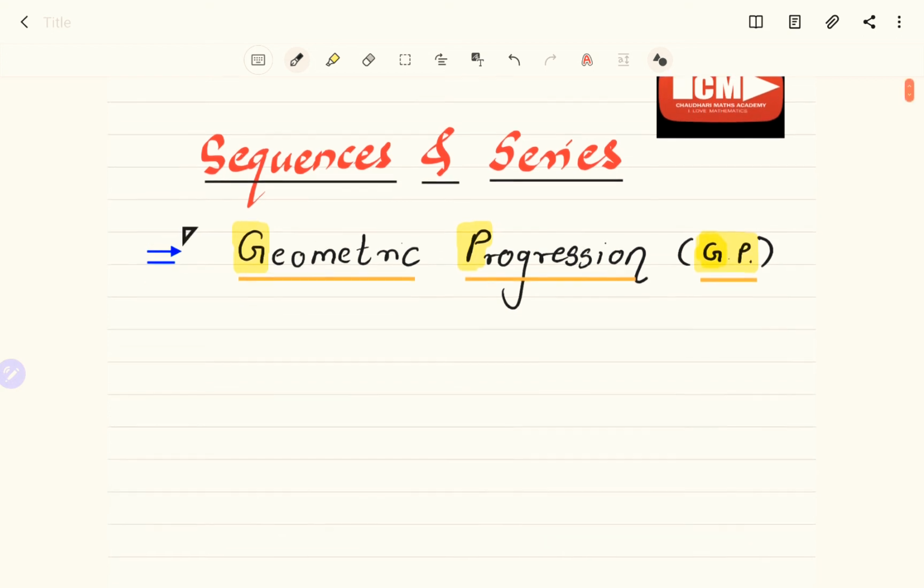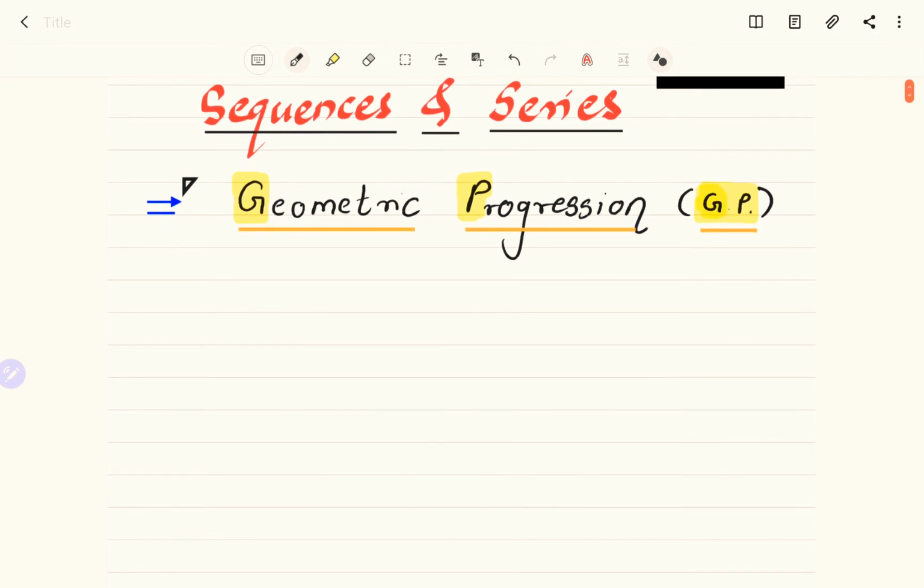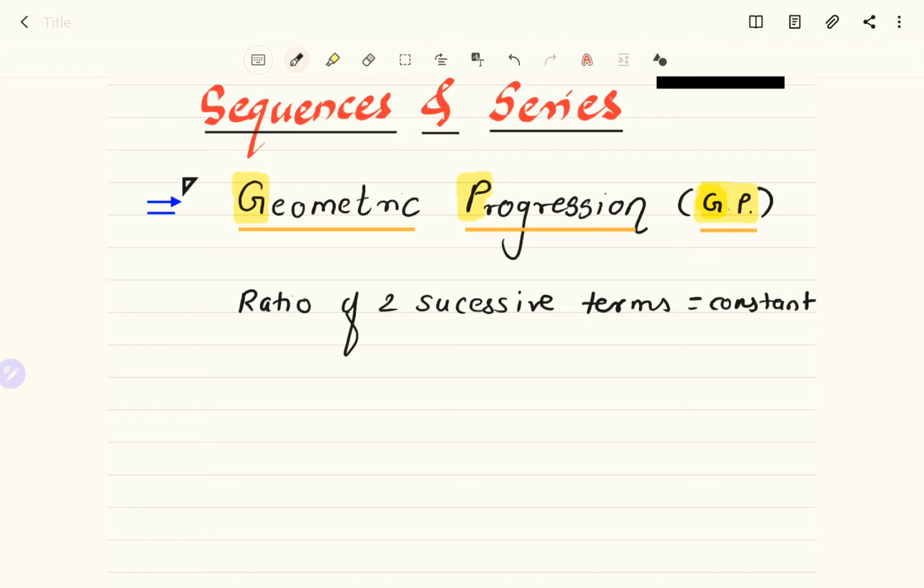Now, how do we identify a sequence in geometric progression? There is one simple trick to identify a sequence in geometric progression. Just find the ratio of two successive terms of that sequence, and if the ratio of two successive terms is constant every time, then we say that the sequence is in geometric progression.